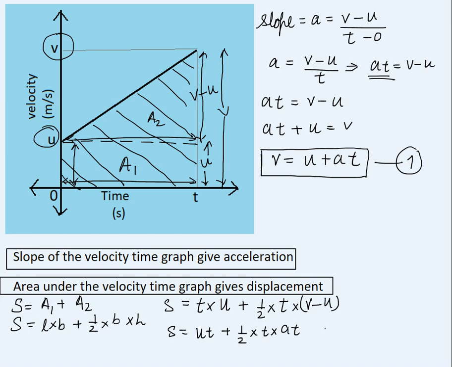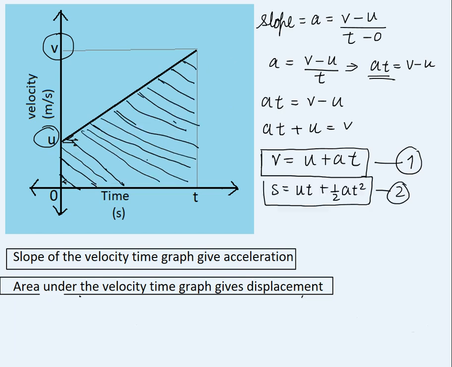So I get my equation as s equal to ut plus half at squared. So t into t gives me t squared. This is the second equation of motion. Now we'll see how to get to the third equation.